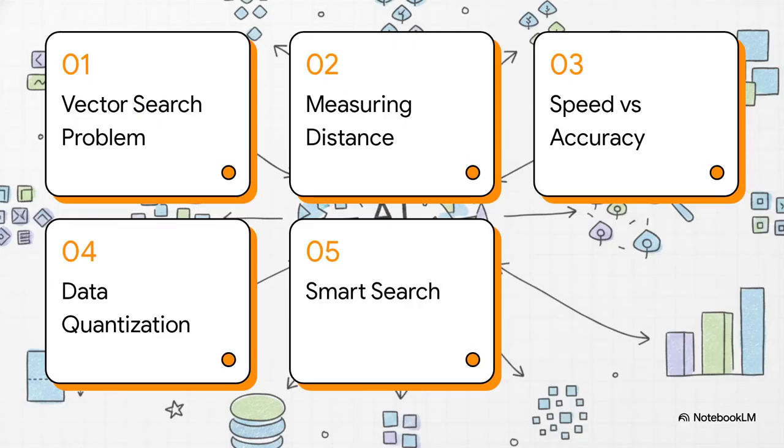Now, don't worry, we're going to break this complex topic down into a structured, really easy-to-follow map. 1. The vector search problem. 2. Measuring distance with Faiss. 3. The speed versus accuracy trade-off. 4. Shrinking data with quantization. And finally, 5. Smart search refining results.